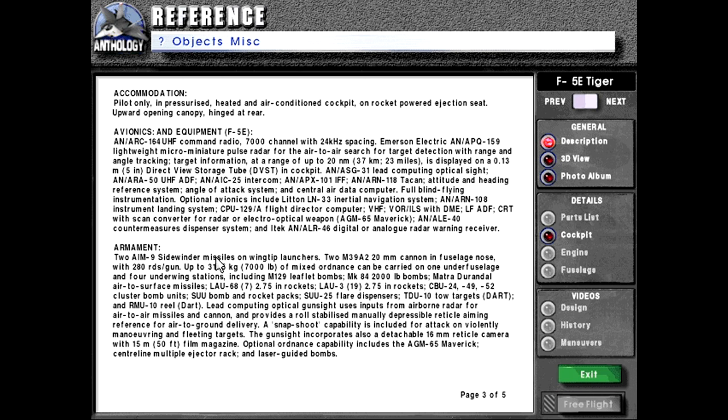Armament: 2 AIM-9 Sidewinder missiles on wingtip launchers, 2 M39A2 20mm cannons in fuselage nose with 280 rounds per gun. Up to 3,175 kilograms or 7,000 pounds of mixed ordnance can be carried on 1 under-fuselage and 4 underwing stations, including M129 leaflet bombs, Mark 84 2,000 pound bombs, Maverick air-to-surface missiles. Is it?